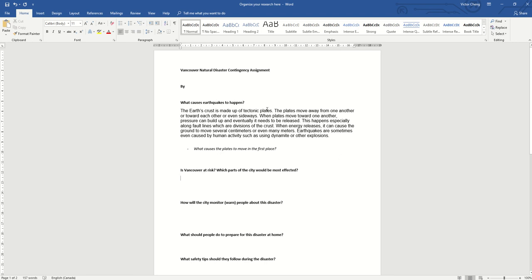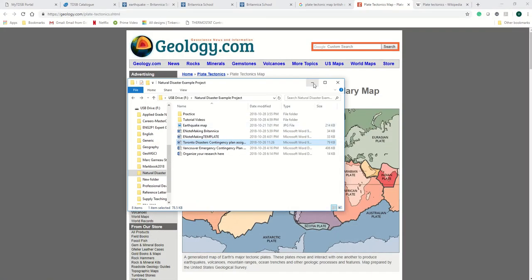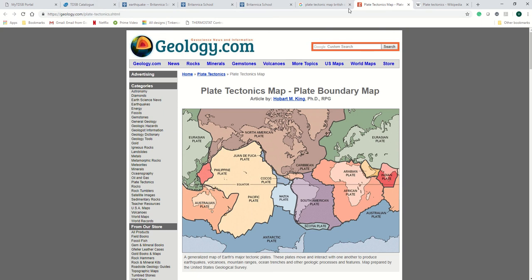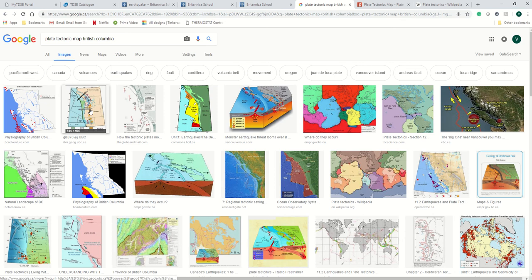Since I know that it is along fault lines and plates, one of the things I might decide to do is go to the search engine and type in exactly what I'm looking for. So plate tectonic map of British Columbia. So I could really see how the plates are moving in that area.